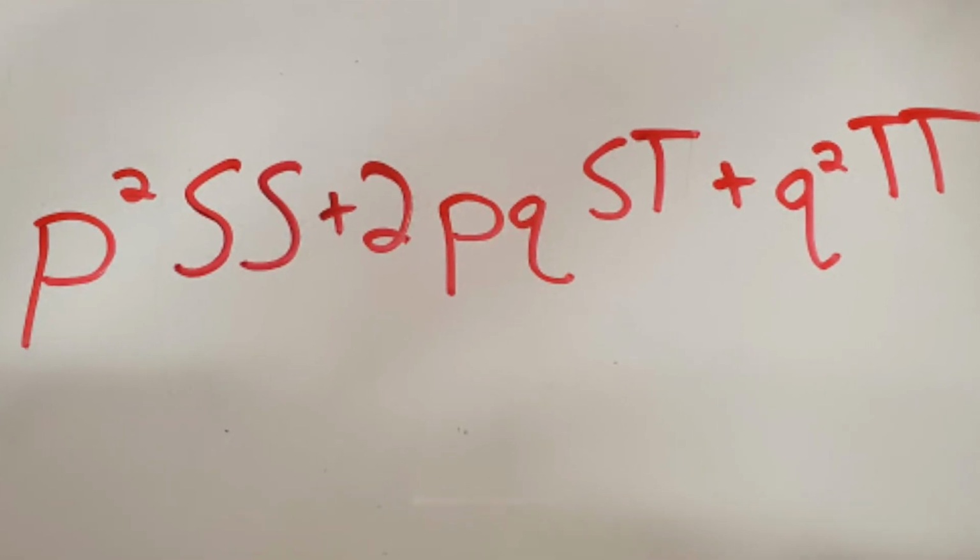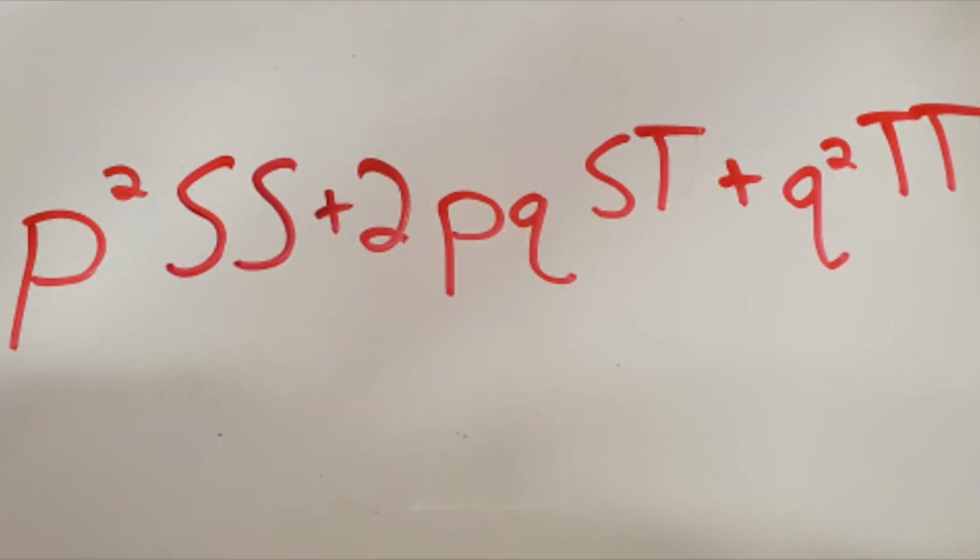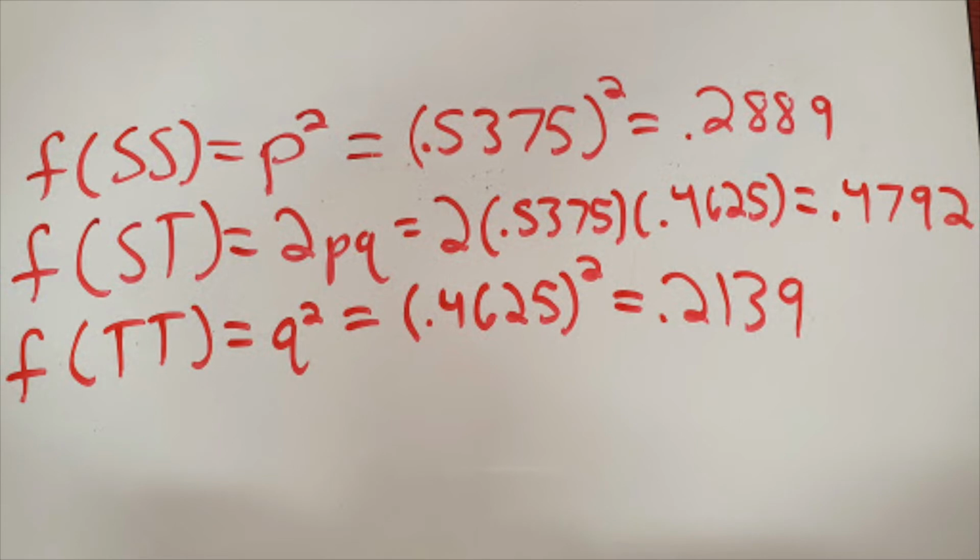The equilibrium equation is p squared plus 2pq plus q squared. P and q are gametic array values from earlier, so 0.5375 is p and 0.4625 is q. When you plug this in, you get 0.2289 for SS, 0.4972 for ST, and 0.4625 for TT.